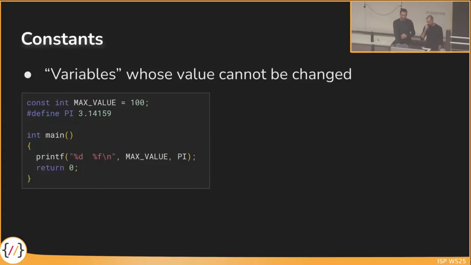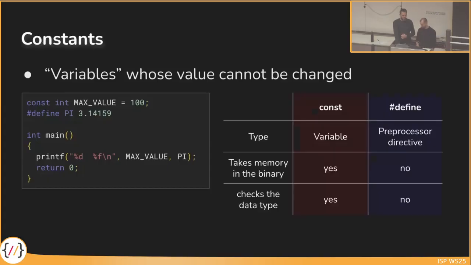And the difference to define is that const really is a variable, while define is just substituted during compile time by the compiler. So const really takes memory in your program because it is like a variable, while define is just a replacement of the name and the value. And the advantage of const is that you can use types. In this case, we have an integer. Of course, you can also use other types, and you can calculate with these types.